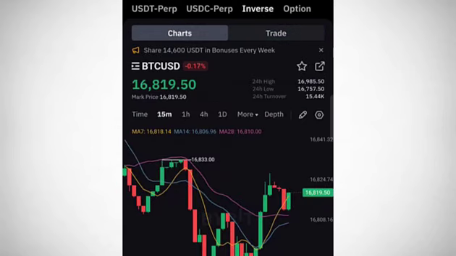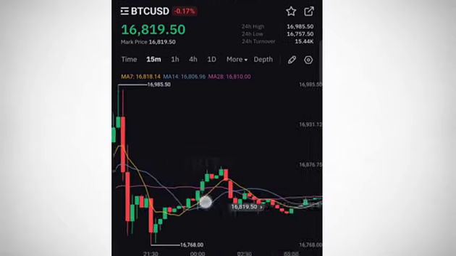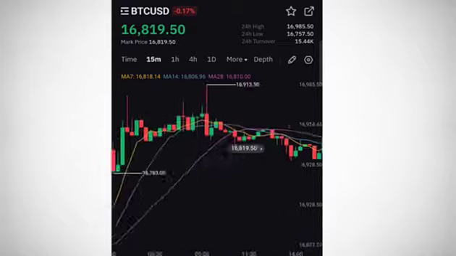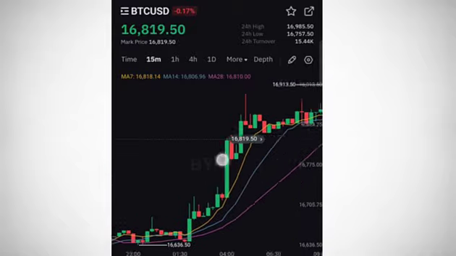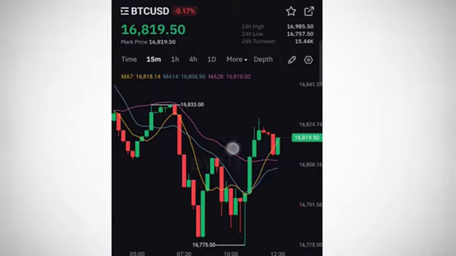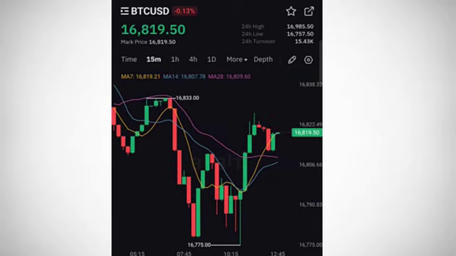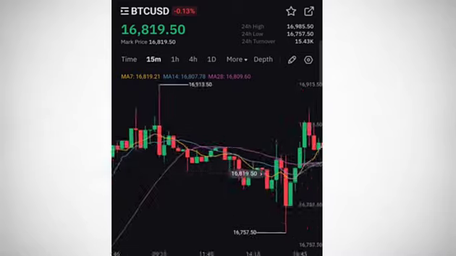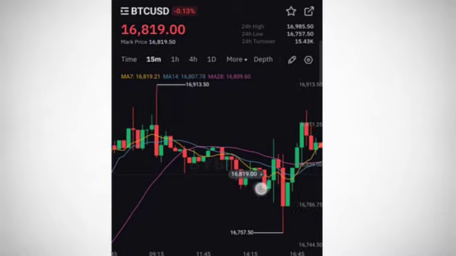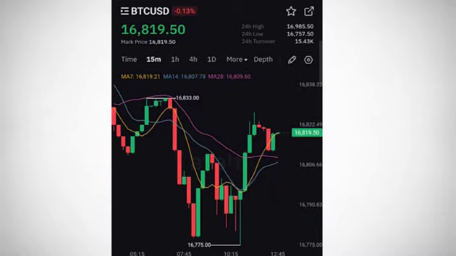Under USDT perpetual and USDC perpetual, you have two options, the chart option and the trade option. When you click on the chart option, it brings you to this interface where you can do your technical analysis to determine your entry and your exit from a trade using candlesticks and many other technical indicators. Technical analysis can be intimidating at first, but over time you get used to it as you keep learning. I've equally created a simple tutorial to guide you on how to start your technical analysis journey. The link to that video is going to be in the description of this particular video.